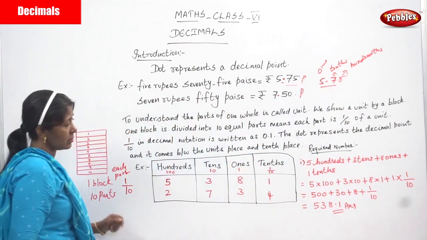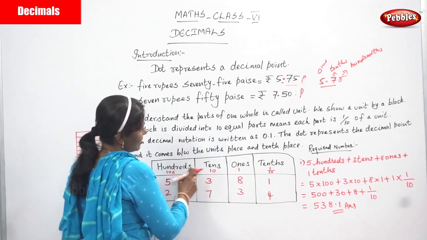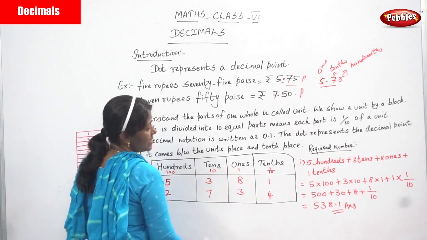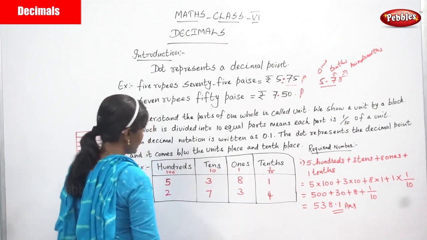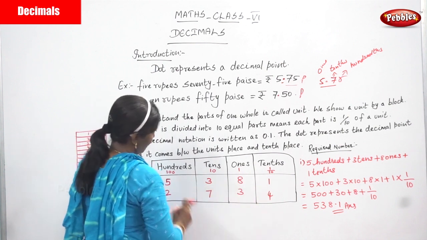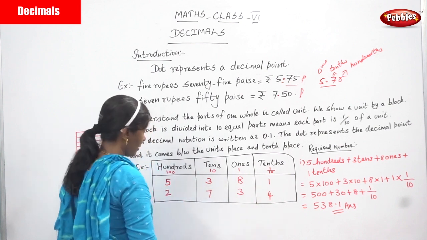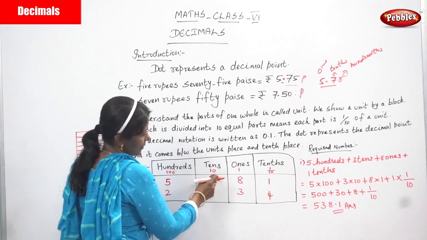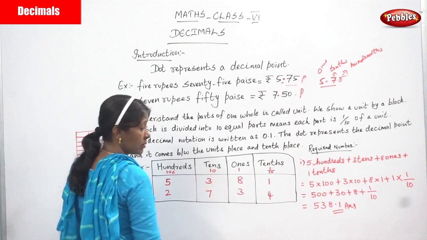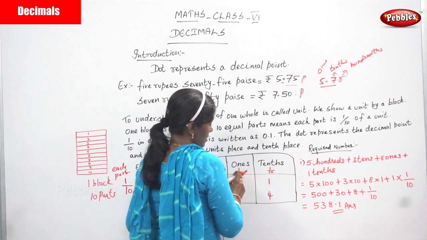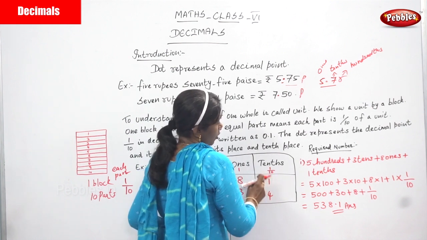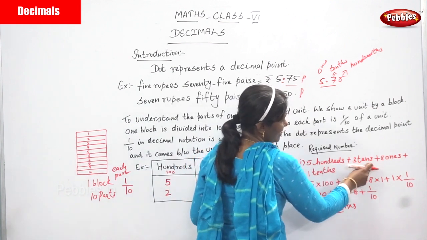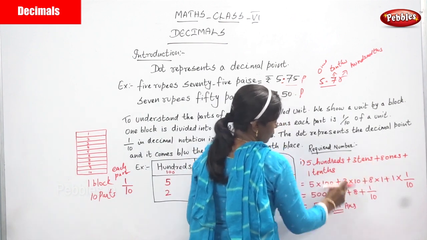Now we are going to see place value: hundreds, tens, ones and tenths. The number given is 538.1 in expanded form. This is 5 hundreds, 3 tens, which is 30, 8 ones, and 1 tenth. So 5 hundreds plus 3 tens plus 8 ones plus 1 tenth.